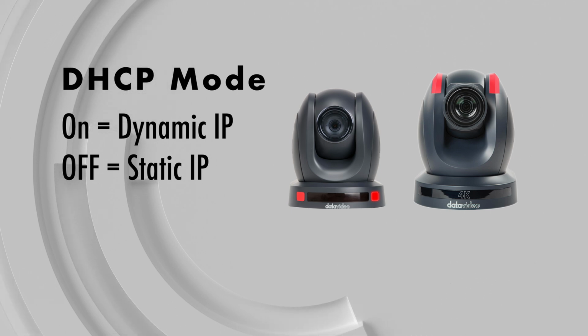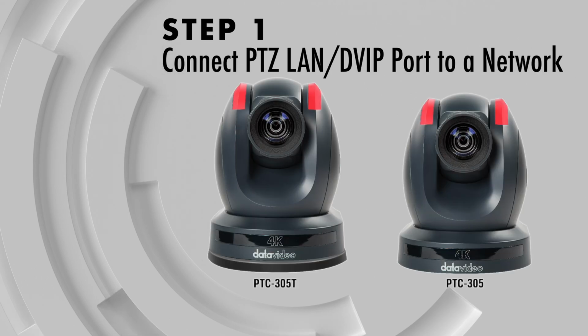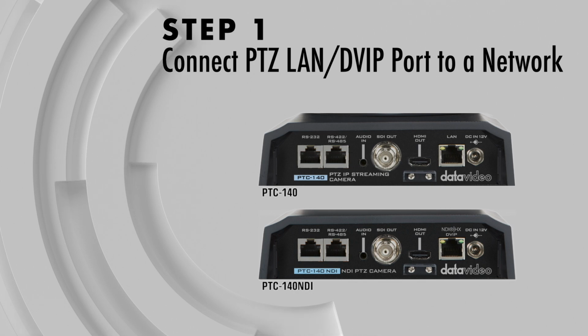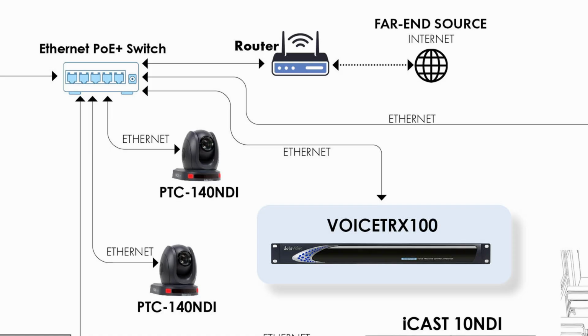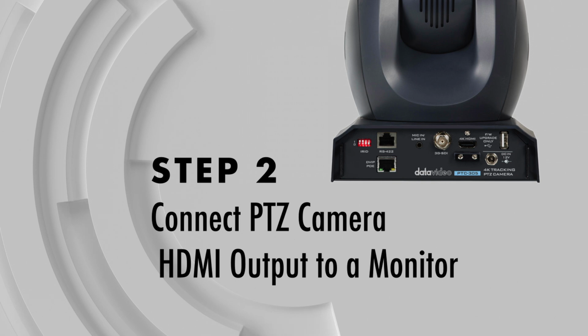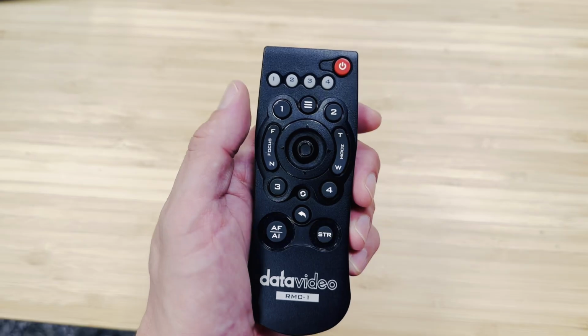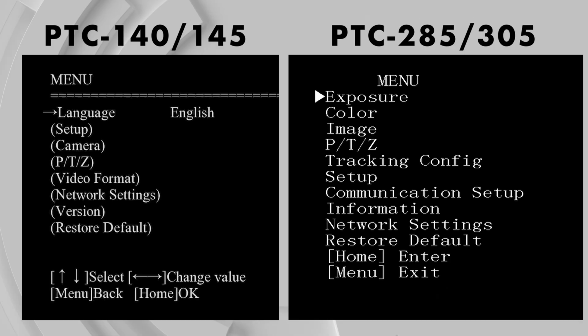To set a Datavideo PTZ camera into dynamic IP mode, the camera must have DHCP mode turned on and then be reset. Step 1. Connect the PoE or DVIP, LAN, or NDI port to the network using the Cat6 Ethernet cable. If using a PoE Plus switch, make sure it is connected to the same network as the VoiceTrax 100 and your video switcher. Step 2. Connect the HDMI output from the camera to a monitor. Step 3. Using the included TV-style remote that came with the camera, press the menu button and then scroll down to Network, press Enter.